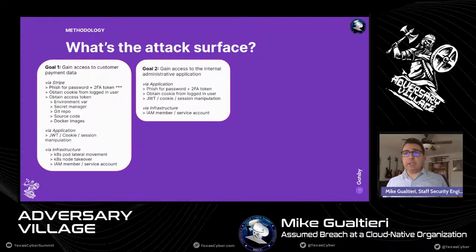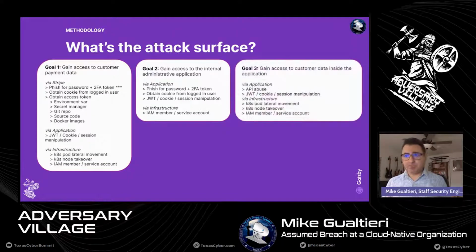Similarly, with the second goal of internal access to the admin system, this happens in the application. We could phish an employee for a password and two-factor token. In this case, phishing is probably okay because you're testing the company, not an external platform, but you can choose how to go about this. You can also obtain a cookie from a logged in user, and again, the JWT cookie session manipulation. It's also available in an infrastructure if we can gain access to an IAM member or service account.